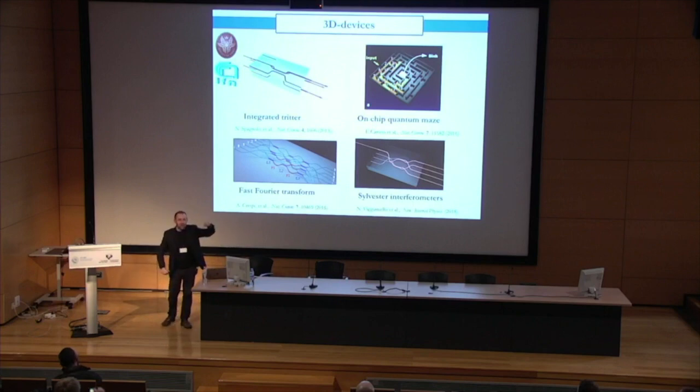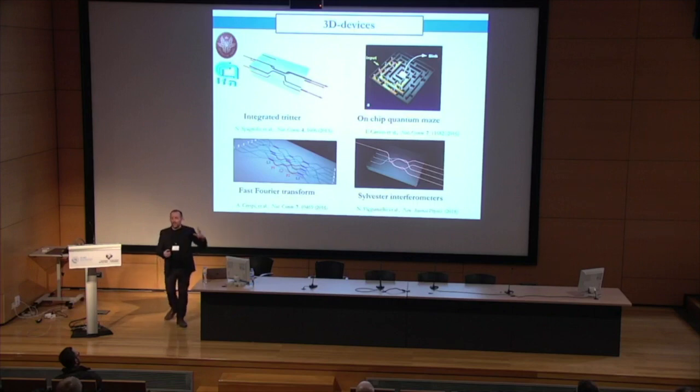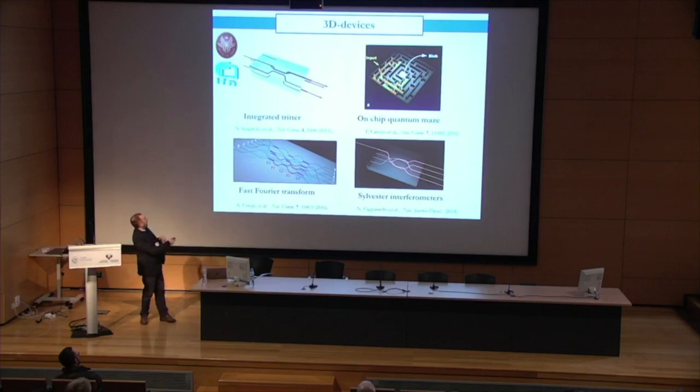This means that you can fabricate waveguides not only with a planar geometry, but you can also have a three-dimensional geometry. And then we implemented a treater. A treater is a generalization of a beam splitter from 2 modes to 3 modes. You have 3 modes in, 3 modes out. And you can do that, in this case, using this 3D layout.